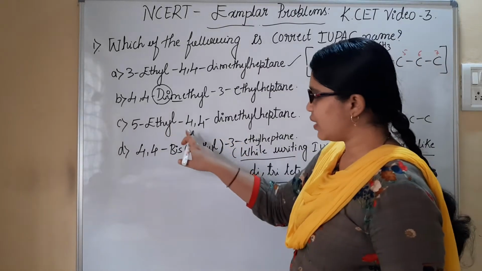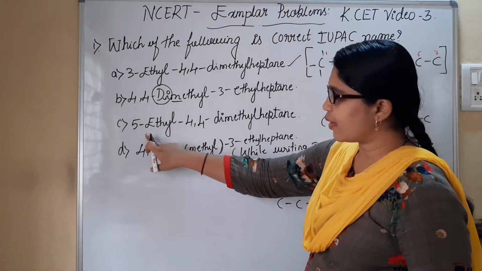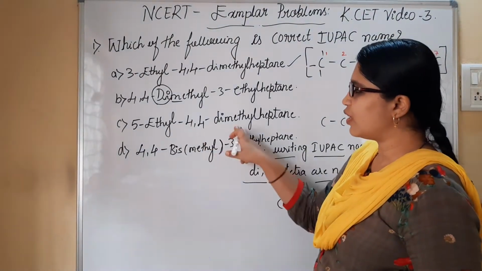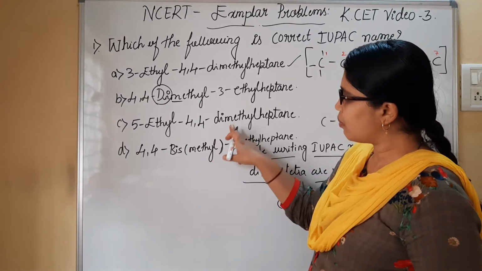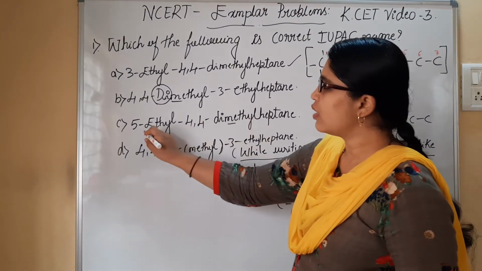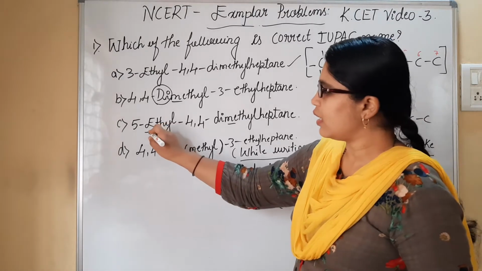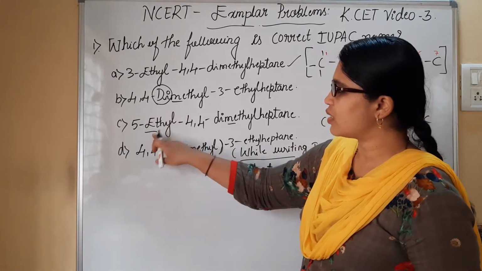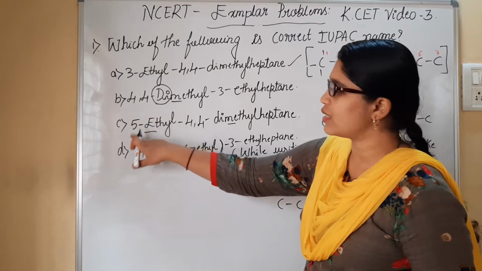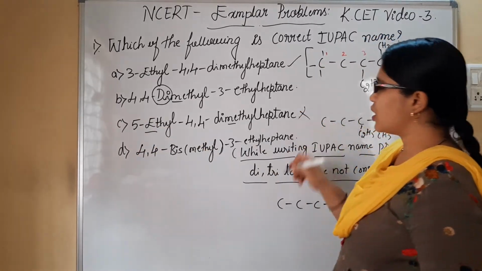Here 5-ethyl they are telling, and 4,4-dimethyl. Dimethyl, M is coming here, E is coming here. Alphabetically E has to come first, in the sense it has to get a lower number, but it is getting a higher number. So this option is also wrong.